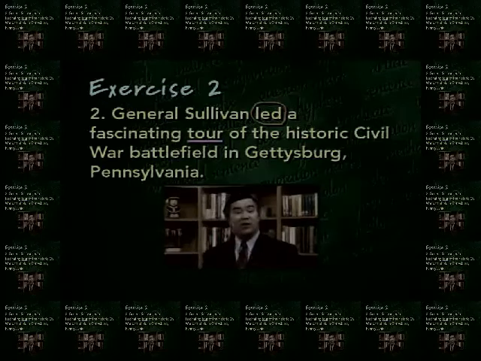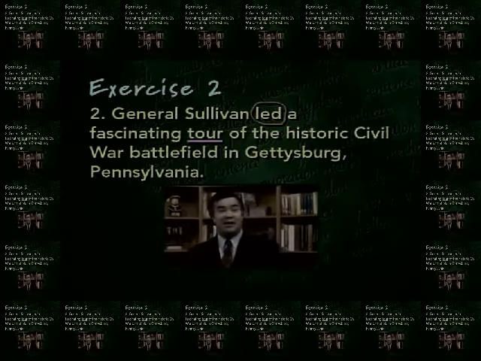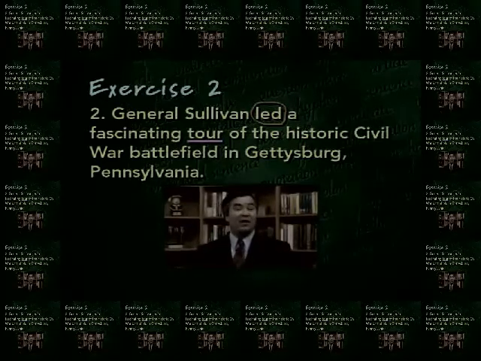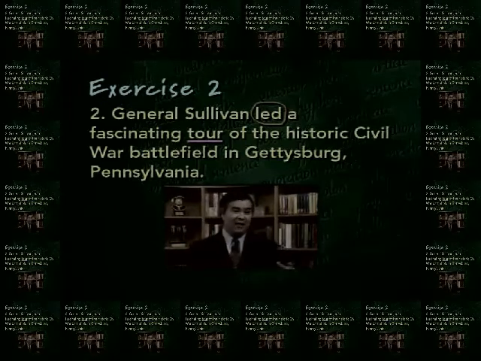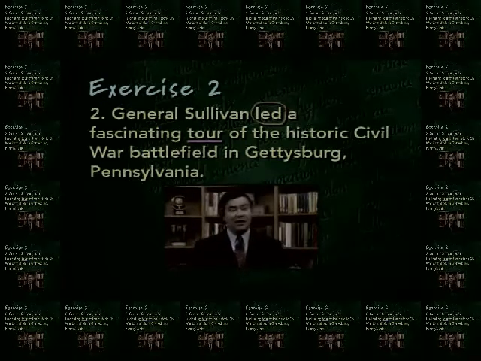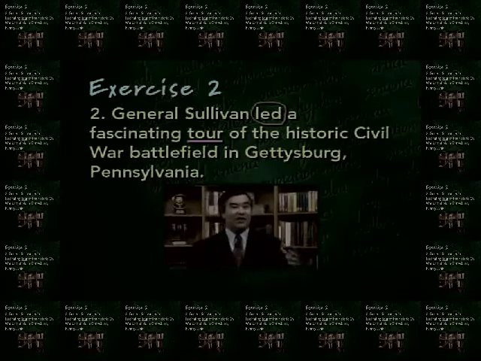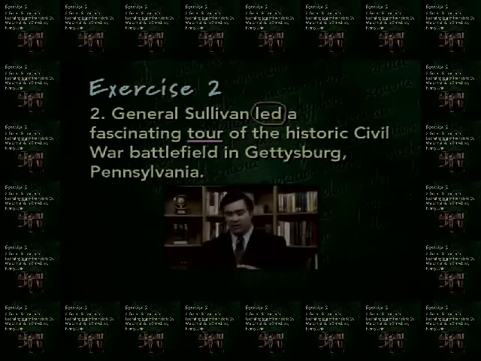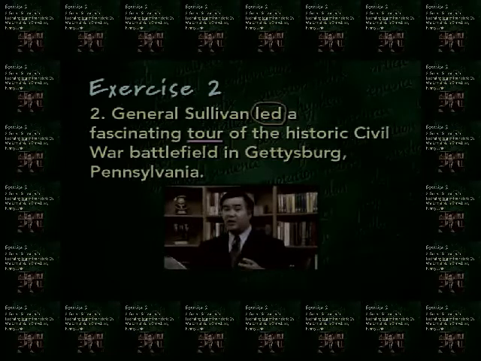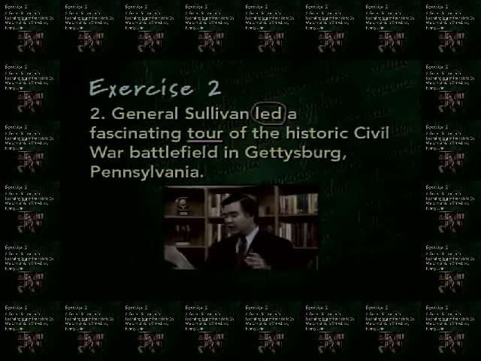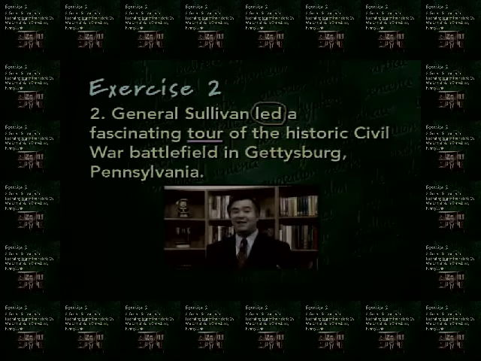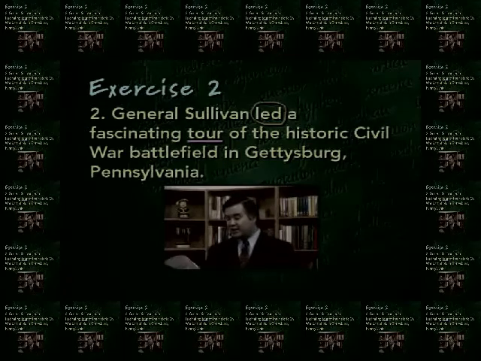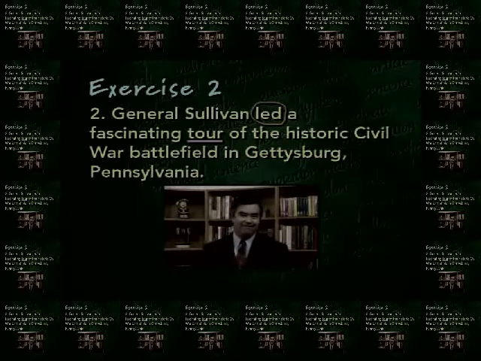One tip when you're looking for the direct object of a verb is that the direct object will never be found in a prepositional phrase. The prepositional phrase may give more information about the object, but the prepositional phrase will never contain the object of the verb. That's how we know that those words of the historic Civil War battlefield in Gettysburg, Pennsylvania don't contain the direct object. The direct object is the word tour.